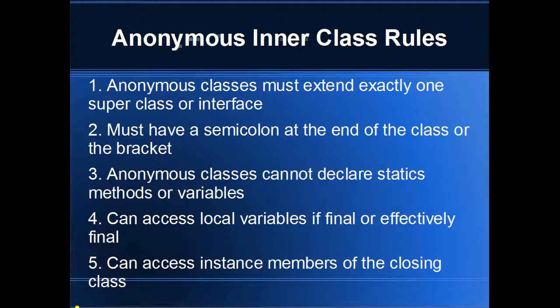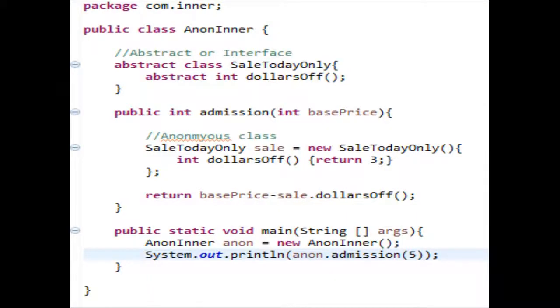So what are the rules? Again, remember these rules. These rules are important for the certifications. You guys have to memorize them. All right. Anonymous inner class. Anonymous classes must extend exactly one superclass or an interface. Meaning it has to be abstract. It must have a semicolon at the end. As most of these inner classes do not have a semicolon at the end, looking back, you see that right there with the sales today only anonymous class, it has a semicolon.